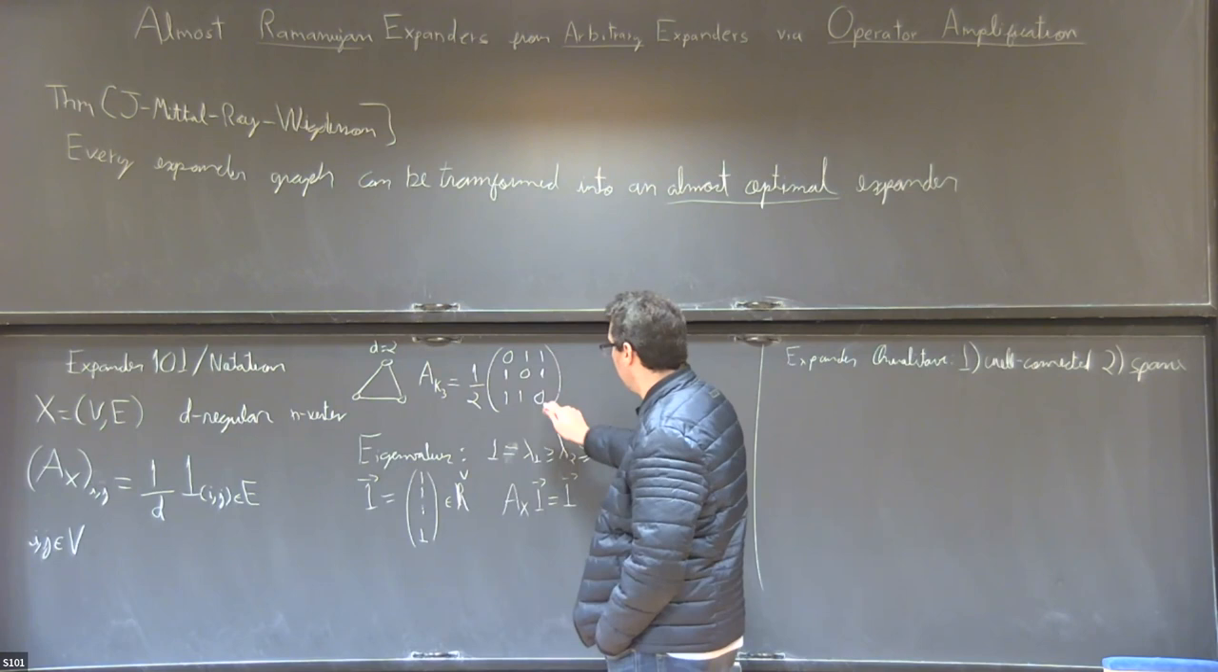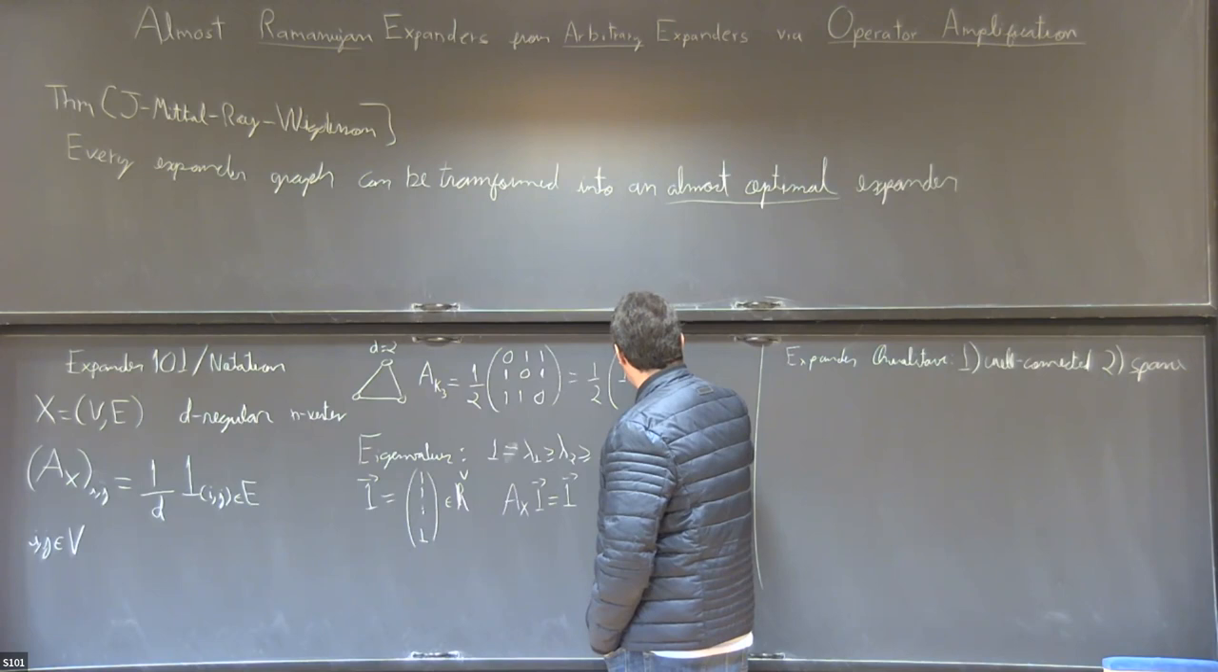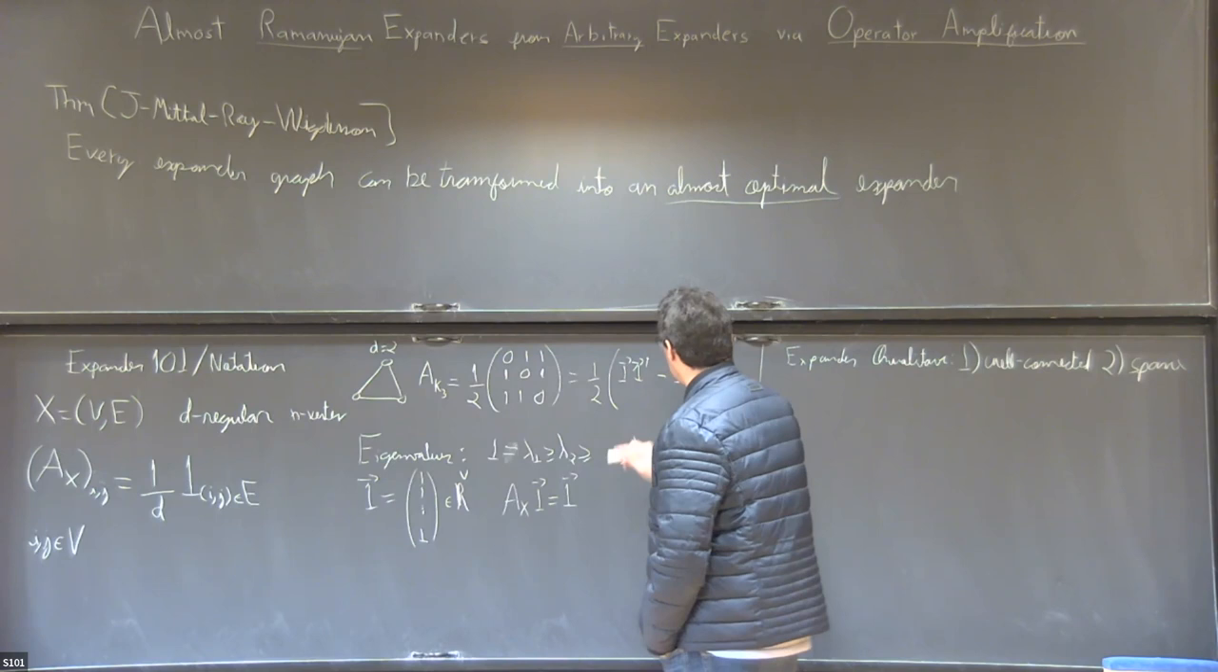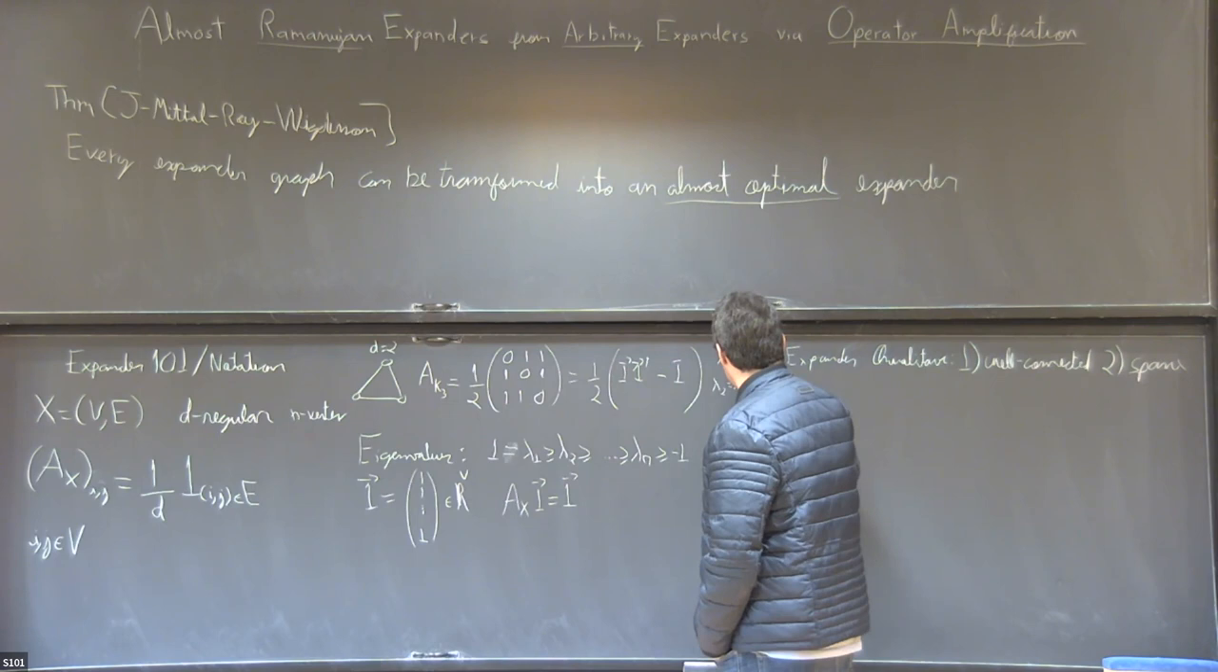Then let's give an example. Let's decompose this adjacency matrix here. It's very easy. We are going to have something like this: the all ones vector times the all ones vector dagger, and then minus the identity matrix. And the eigenvalues here are going to be: lambda one is one, and lambda two and lambda three are going to be minus a half. This becomes easy to see from this decomposition.